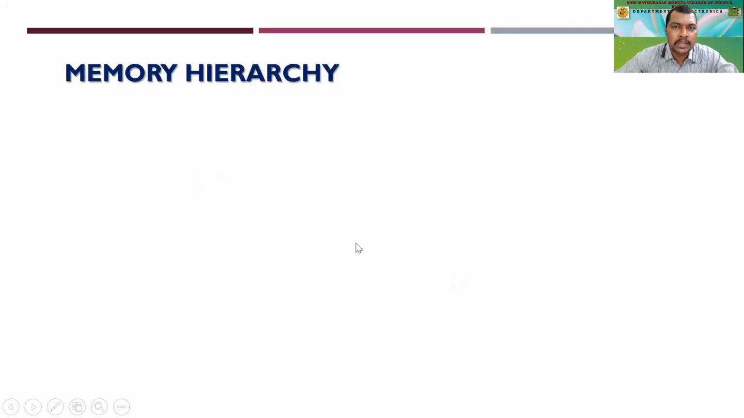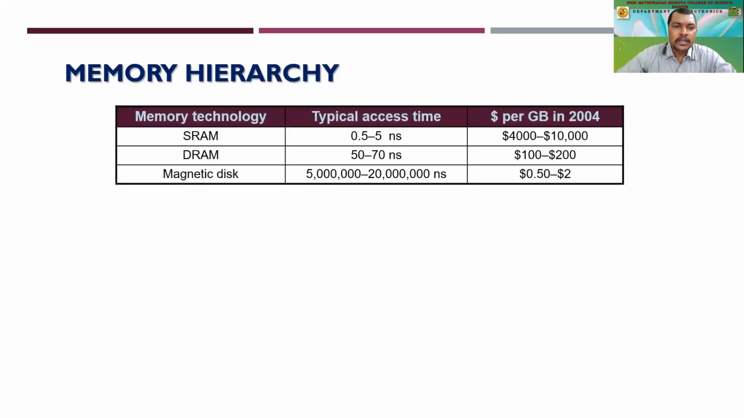So let us start with the memory hierarchy. The memory hierarchy consists of memory technologies with a typical access time and cost. Static RAM has an access time of around 0.5 to 5 nanoseconds, and the cost is around $4,000 to $10,000 per GB. That was in 2004. Then we have dynamic RAM. The access time is around 50 to 70 nanoseconds, and the cost was around $100 to $200. Now it has decreased a lot.